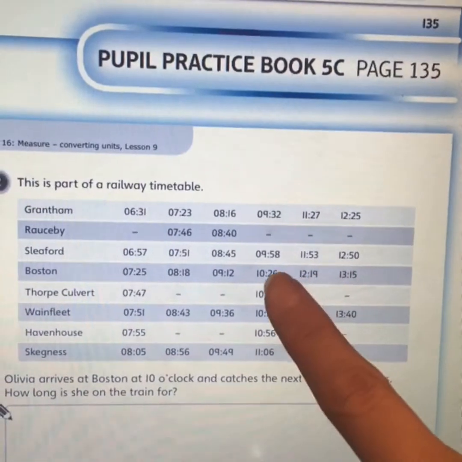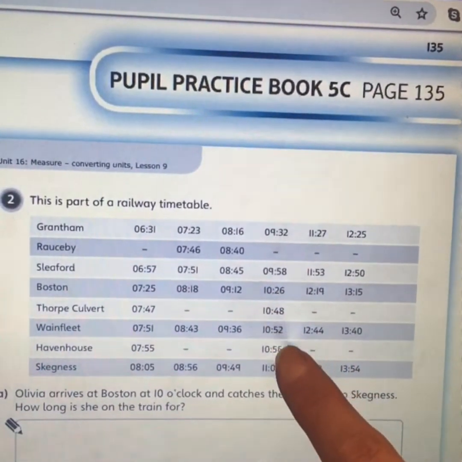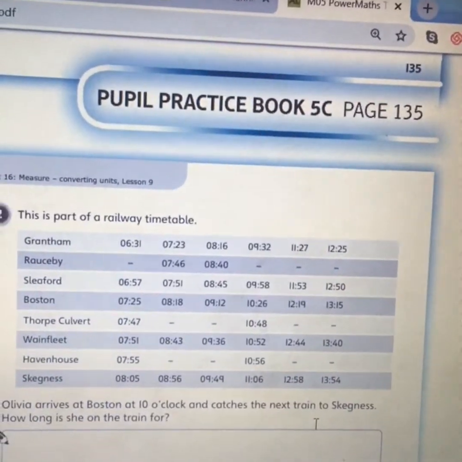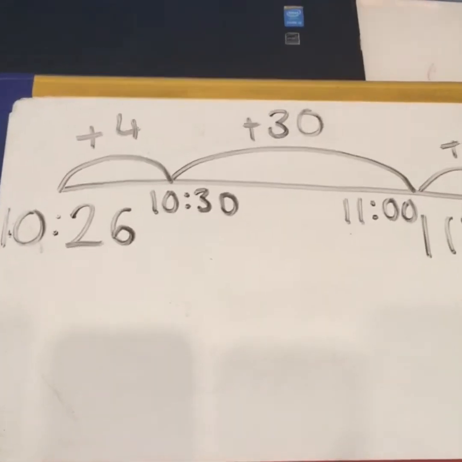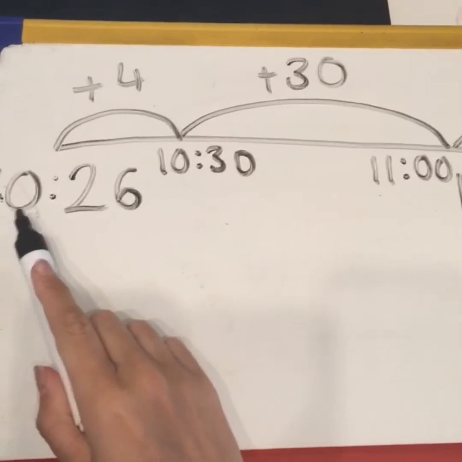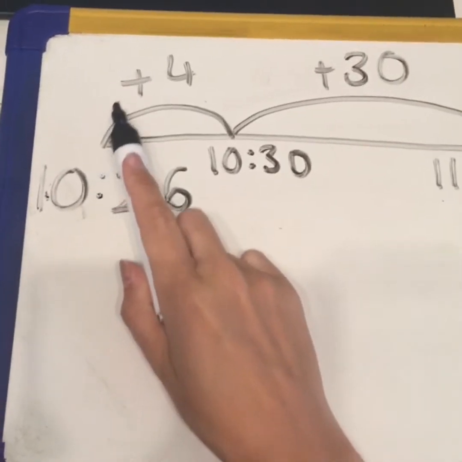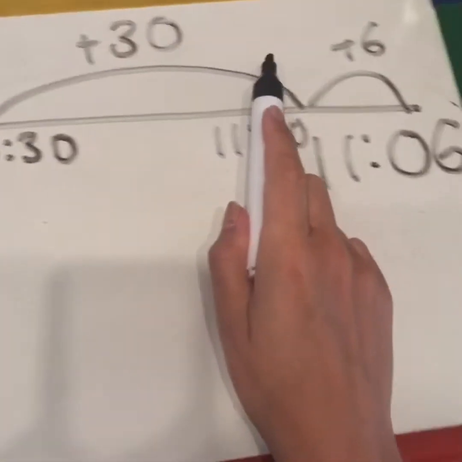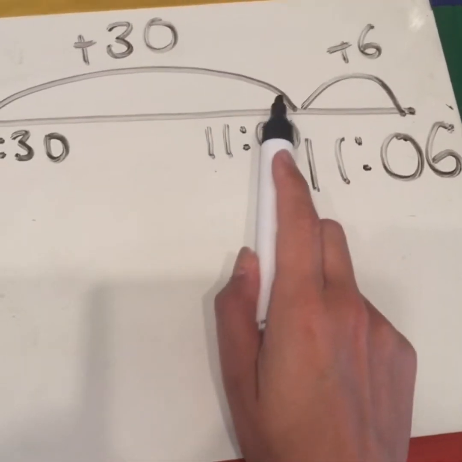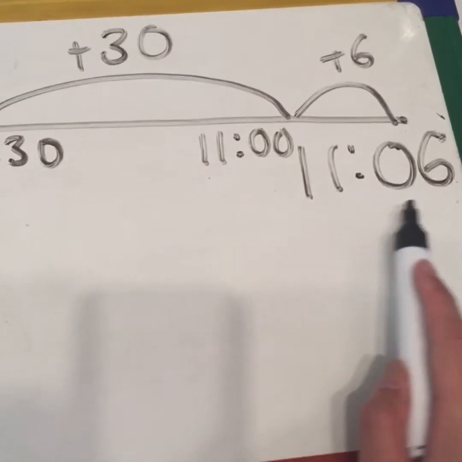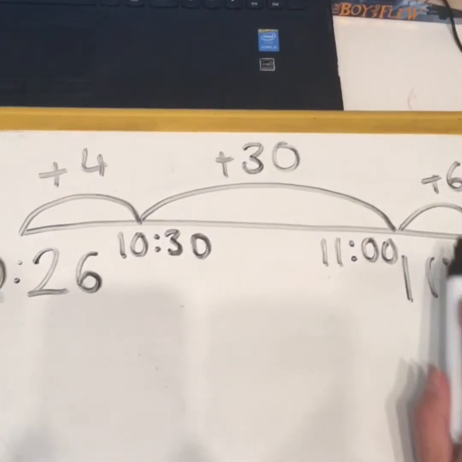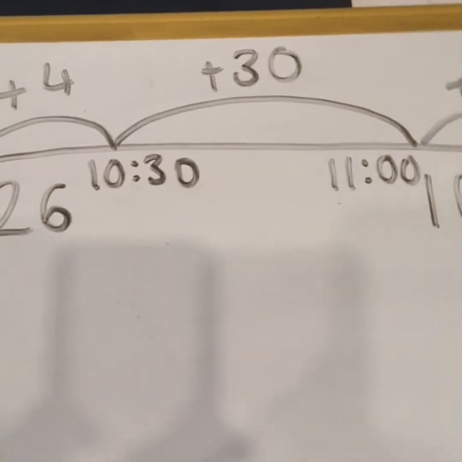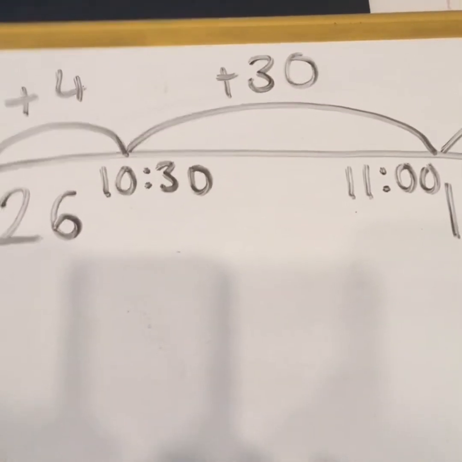And she's trying to get to Skegness. I'm going to go all the way down until I get to Skegness. So she would have got off at 11:06. So I'm going to work this out using a number line. So I start at 10:26. I'm going to add 4 minutes on to get to 10:30. Add 30 minutes on to get to 11 o'clock. Add 6 minutes on to get to 11:06. And I need to add these up. Well, 6 add 4 is 10. Add 30 is 40. So she'd be on the train for 40 minutes.